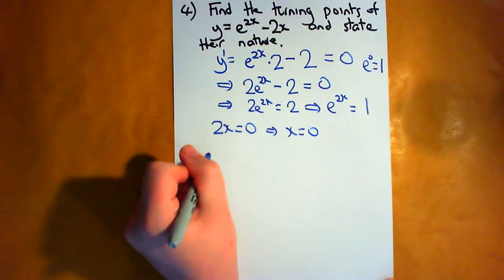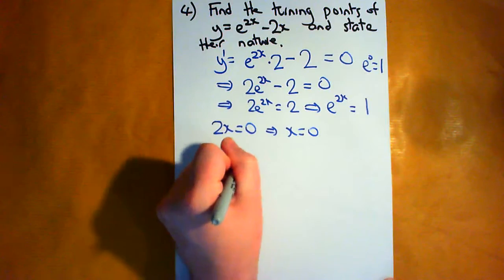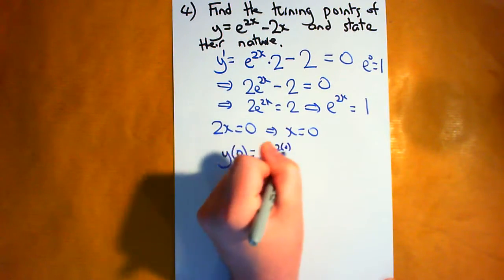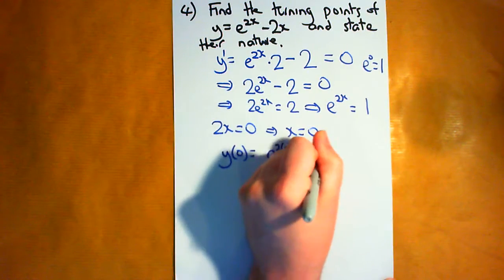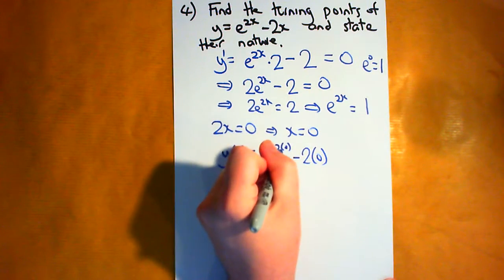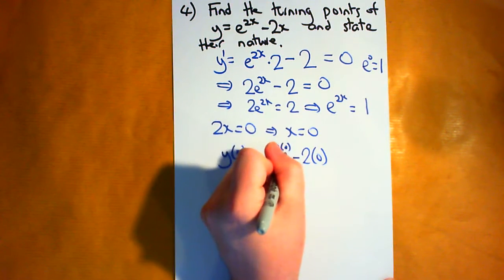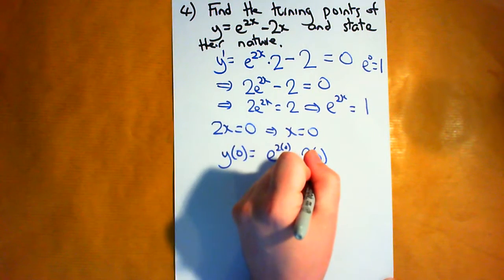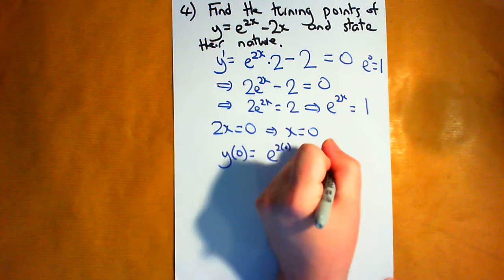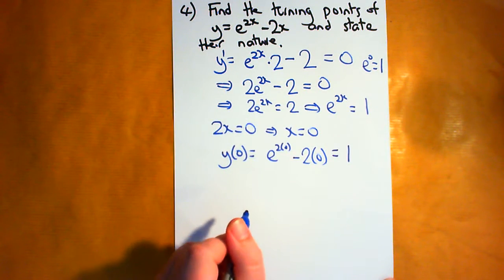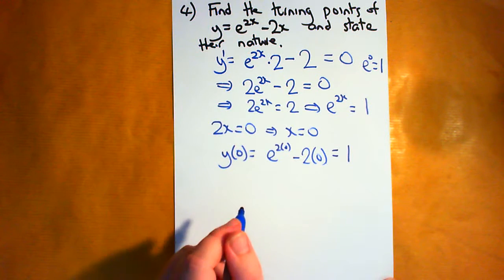So y coordinate first. So substitute 0 into the original, we get e to the 2 times 0 minus 2 times 0. So 2 times 0 is 0. So we have e to the 0, which is 1, minus 2 times 0. 1 minus 0 is 1. Okay, now we need to work out whether it's a maximum or whether it's a minimum.